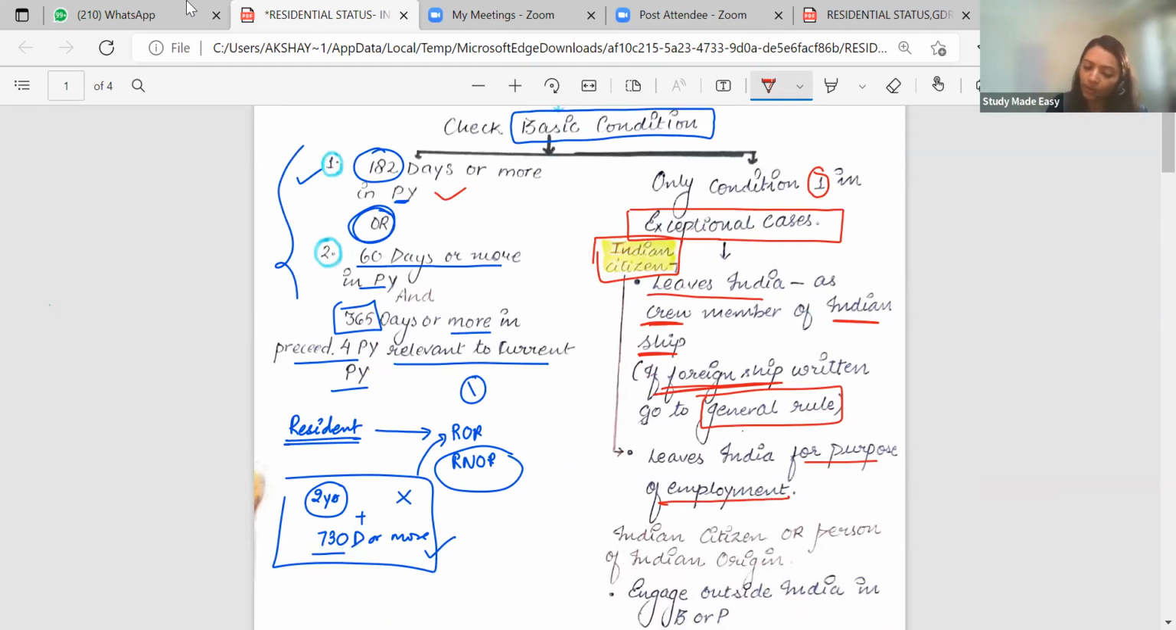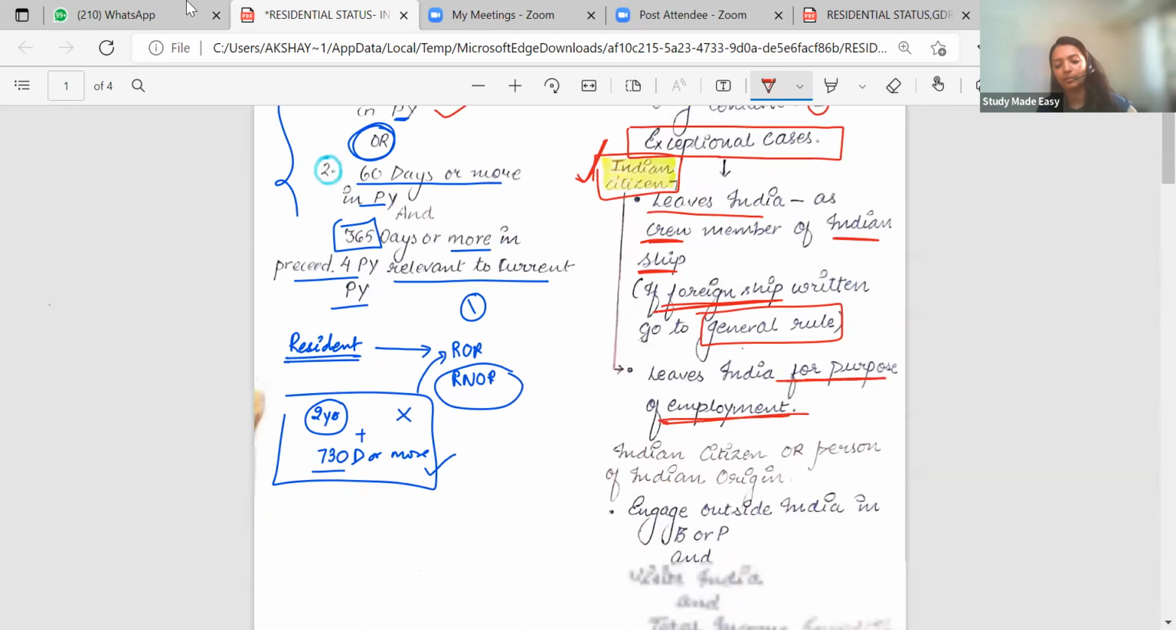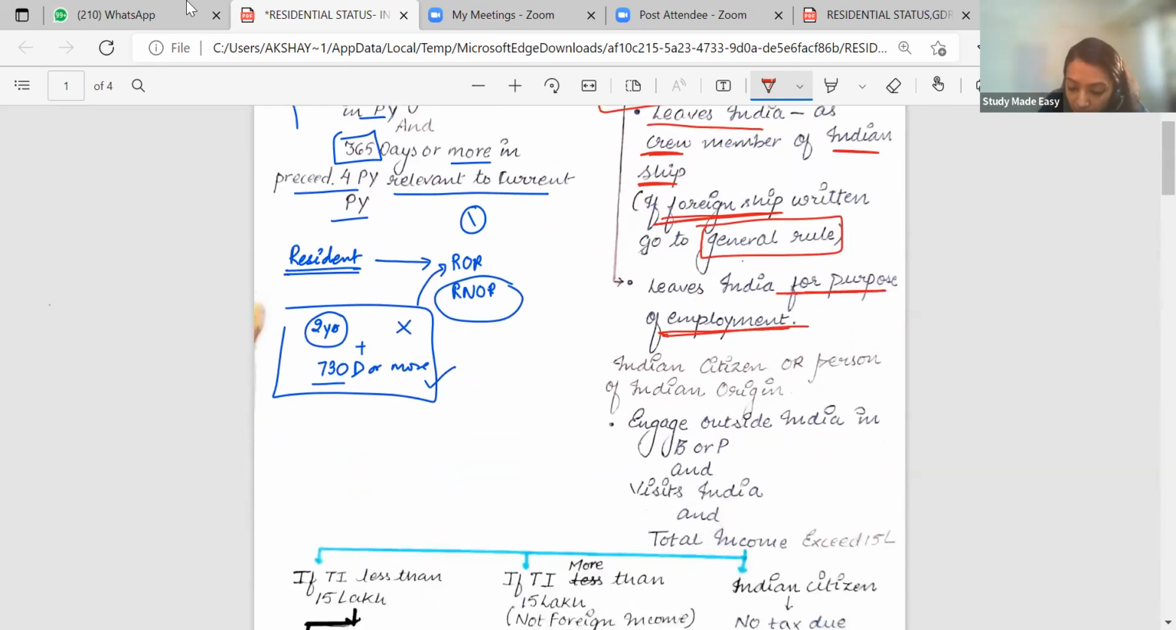Okay. Now, second: if he leaves India for the purpose of employment, then also it is applicable only to an Indian citizen. Only for the Indian citizen, the same thing is applicable if he leaves India for the purpose of employment. Now, this next case is applicable to both, whether Indian citizen or person of Indian origin. You have to check all these things together.